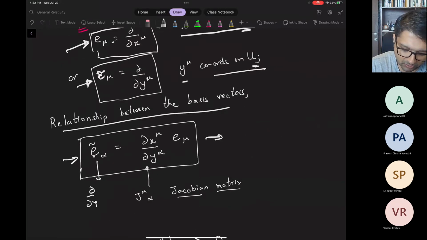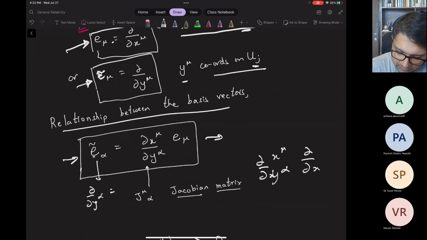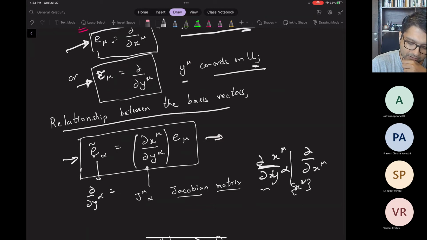Okay, so it's just expressed like this. Partial y alpha is equal to partial x mu over partial y alpha times partial x mu, where the thing we're holding fixed is all the x's except for x mu. Sorry, not the y's, the x's. So this is the Jacobian of this transformation.